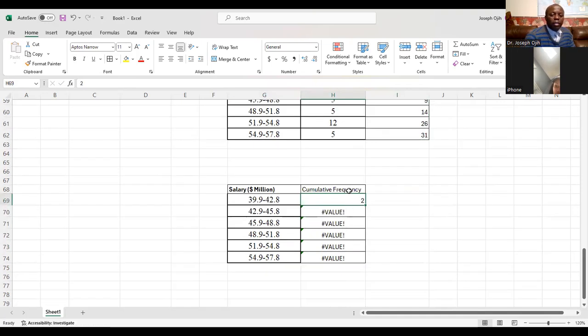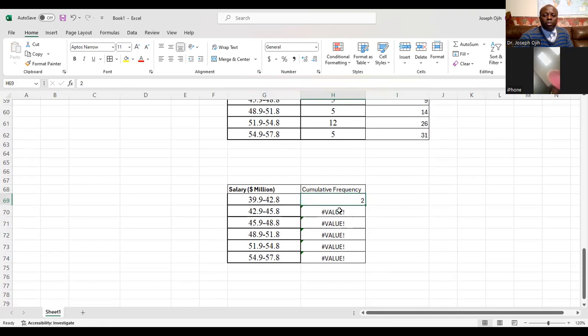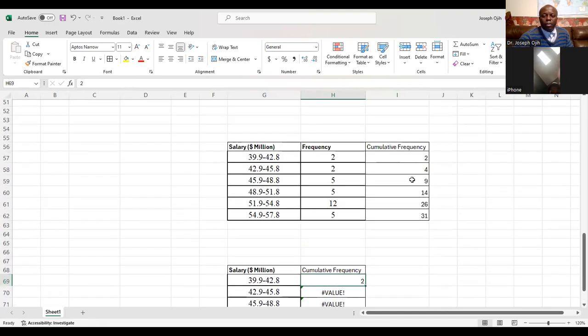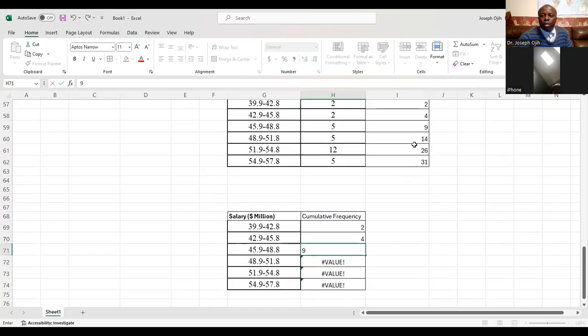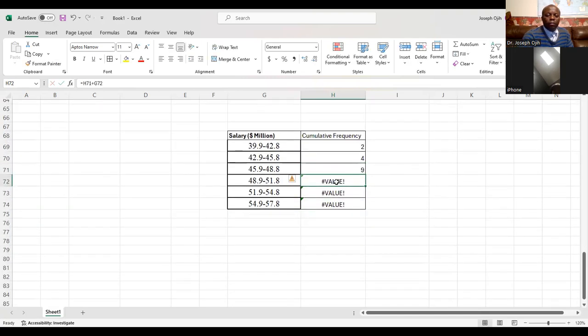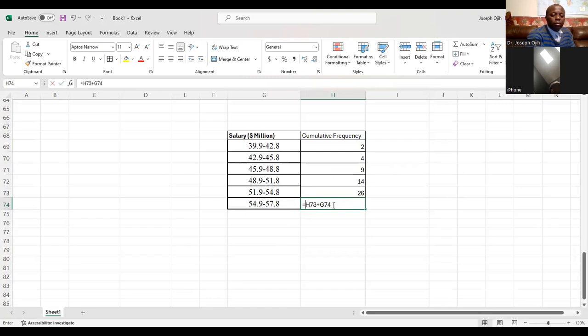So I can just do it again here. What I'm gonna do is just to do the cumulative frequency again. So I'm gonna just type it in. We got 4, 9, type 4, type 9. The next one was 14, 26, and then 31. So we get our cumulative frequency. So now you can make the ogive. Remember what we're trying to do is to make the ogive.